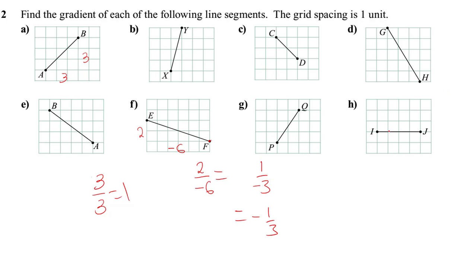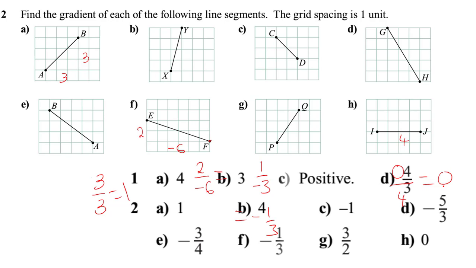But as for I and J, it's a flat line. You can see that I am making 1, 2, 3, 4 steps across, but I'm not making any up. So the gradient is going to be 0 steps on the y divided by 4 steps on the x, which is going to be 0, because 0 divided by 4 is 0. So I'd like you to pause the video really quickly and mark your work.